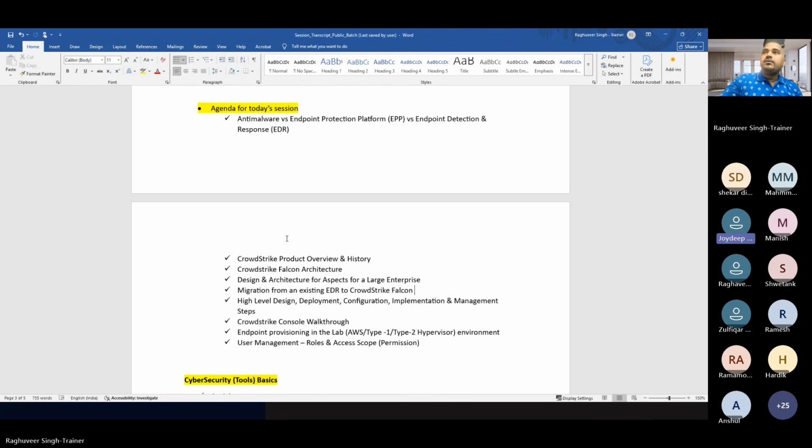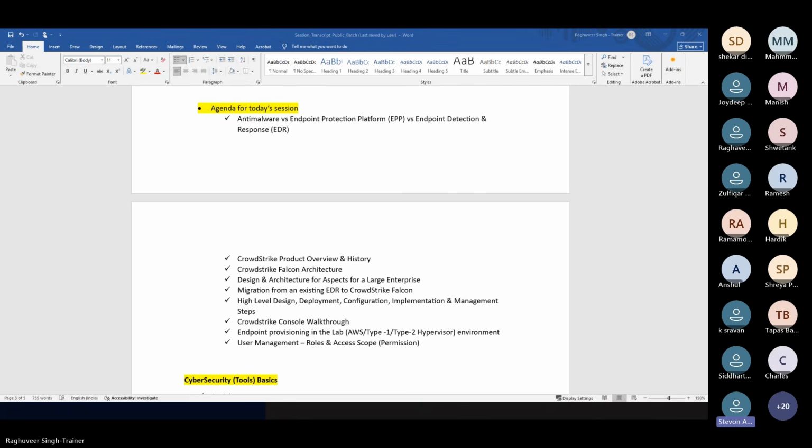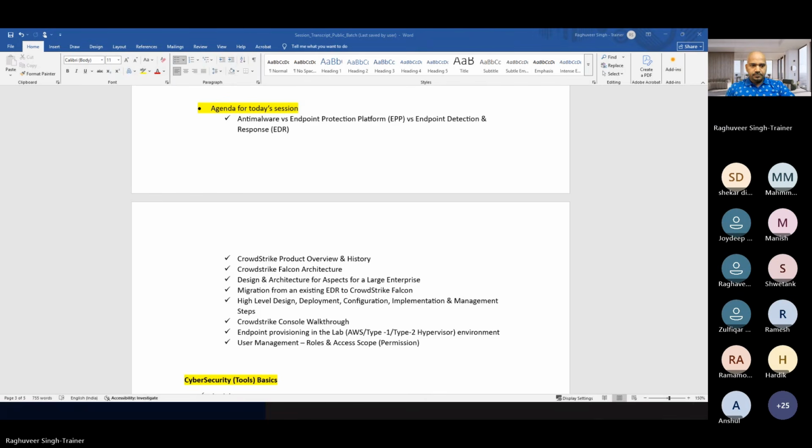Okay, got it. Yeah, I have one question. As we have seen, there are lots of EDR and XDR solutions already in the market, like SentinelOne, or from Microsoft we have Defender. From Palo Alto we have Cortex EDR and XDR, and now we have CrowdStrike.